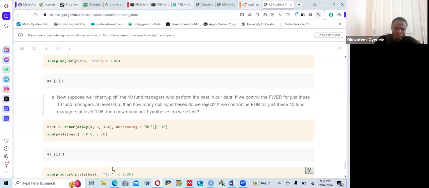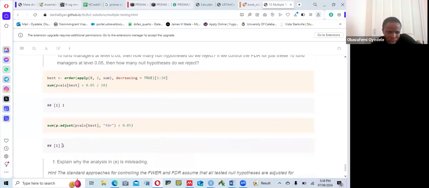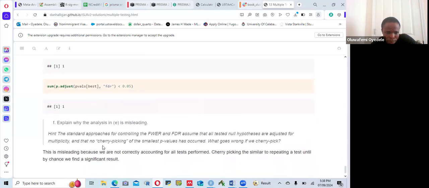Now 8E, suppose we cherry pick the 10 fund managers who perform the best in our data. If we control the family-wise error rate for just these 10 fund managers at the level of 0.05, then how many null hypotheses do we reject? If we control the false discovery rate for just these 10 fund managers at the level of 0.05, how many null hypotheses do we reject? In this case, we are rejecting just one null hypothesis at that probability level that we defined. In the second case, we are also going to reject one null hypothesis.